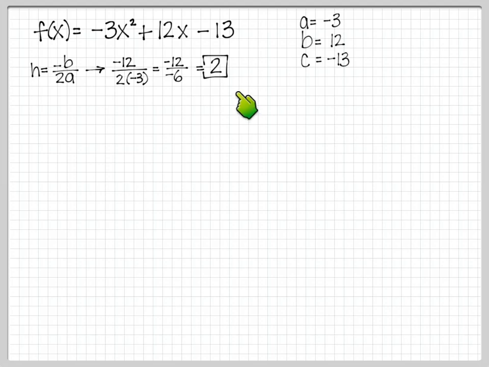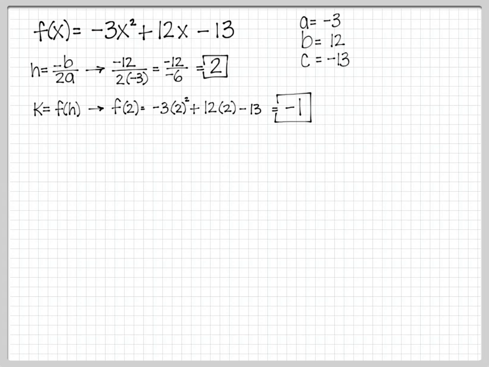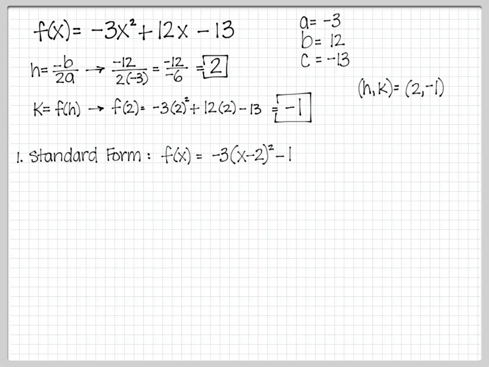We're going to take that 2 and plug it into the function. So we're going to do f of 2, and when we do that we get that it equals -1. So we now know that our HK, our vertex, is 2, -1. So we have the A from the original general form. We have the H and K that we found by using the formula -B over 2A for H and then plugging that in to find our K, and then we can write it in standard form.